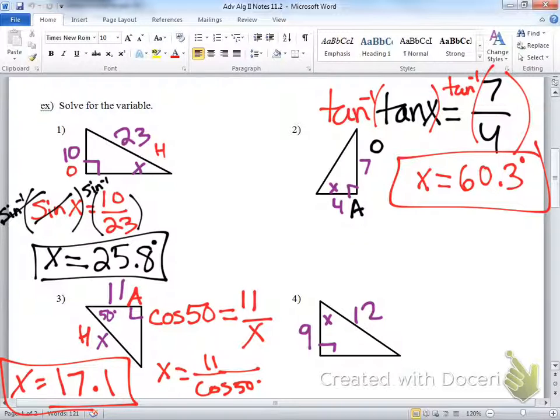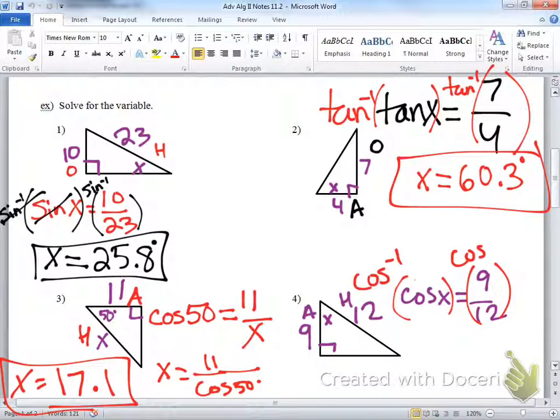All right, how do I set up number 4? 9 is the adjacent. 12 is the hypotenuse. This is cosine. Cosine x equals 9 over 12. So how am I going to get the x by itself? Inverse cosine. 41.4. Does anyone agree with that? 41.4. Got it.